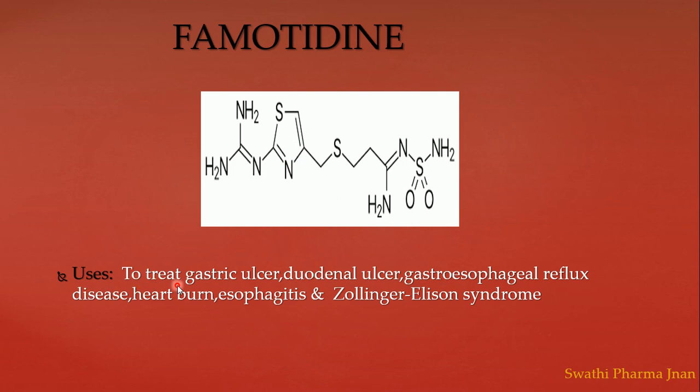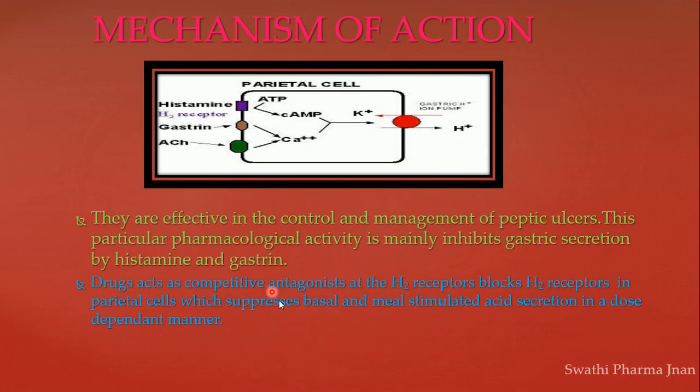Coming to uses, it is used to treat gastric ulcer, duodenal ulcer, gastroesophageal reflux disease, heartburn, esophagitis, meaning inflammation of the esophagus, and Zollinger-Ellison syndrome. For all this treatment, we'll use famotidine.